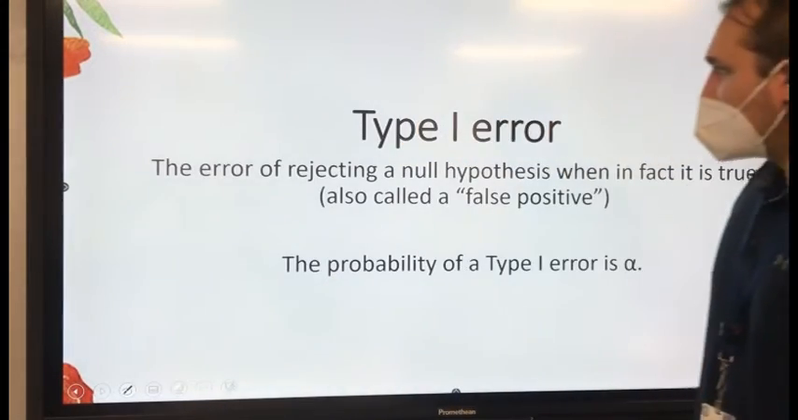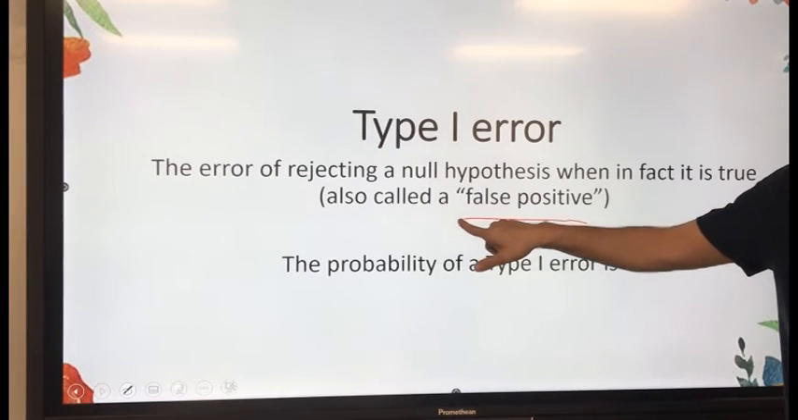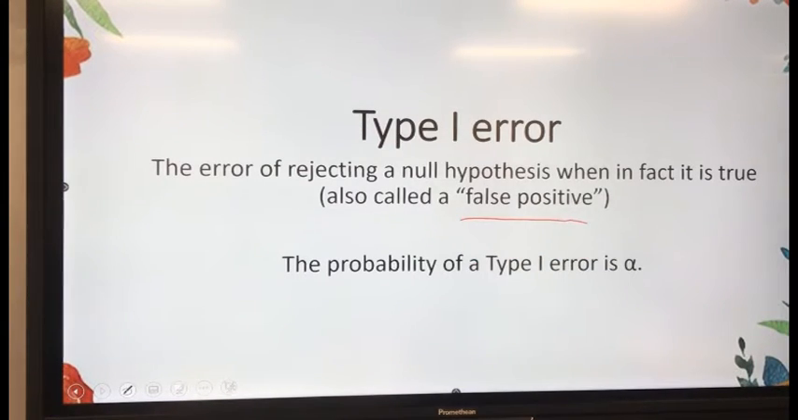Now there's some other things about accepting and rejecting the null hypothesis, and that is called the type 1 error and type 2 error. You've heard of these before, but not in this terminology. A type 1 error, the error of rejecting a null hypothesis when in fact it is true, also called a false positive. I'm sure you've heard of that before, somewhere. The probability of a type 1 error is alpha.